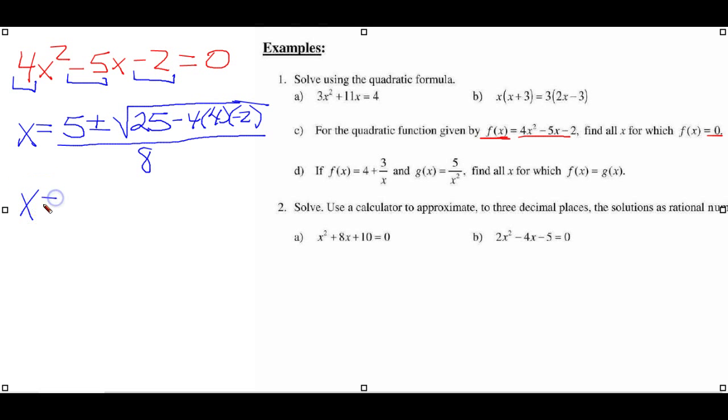So we get x equals 5 plus or minus. Now 4 times 4 is 16, and it's going to end up being a positive. So 16 times 2 is 32. So this gives me, under the radical sign, a 57. And it's all over 8. And that happens to be the answer because 57 doesn't have any perfect squares in it.